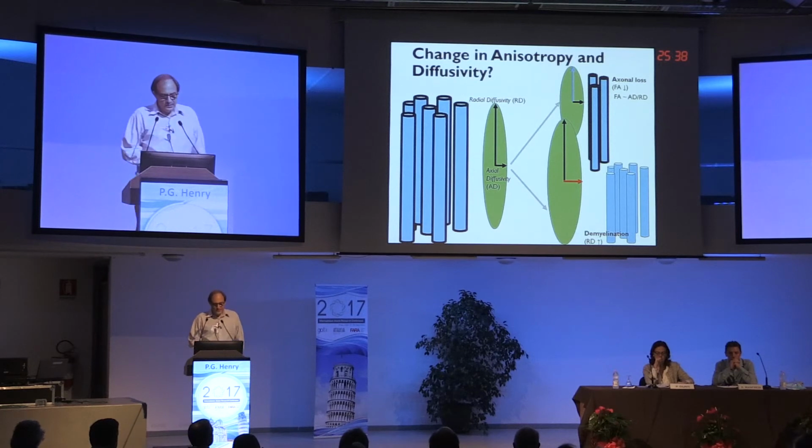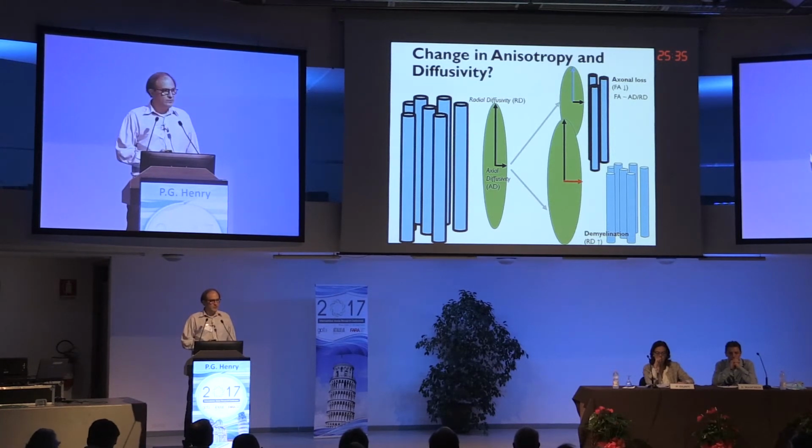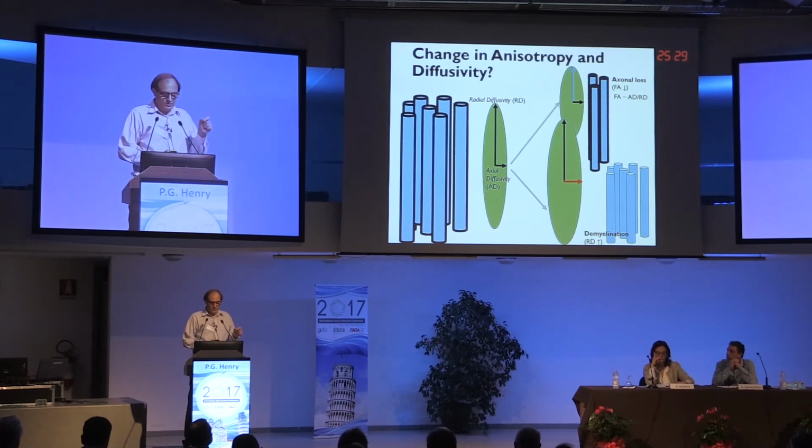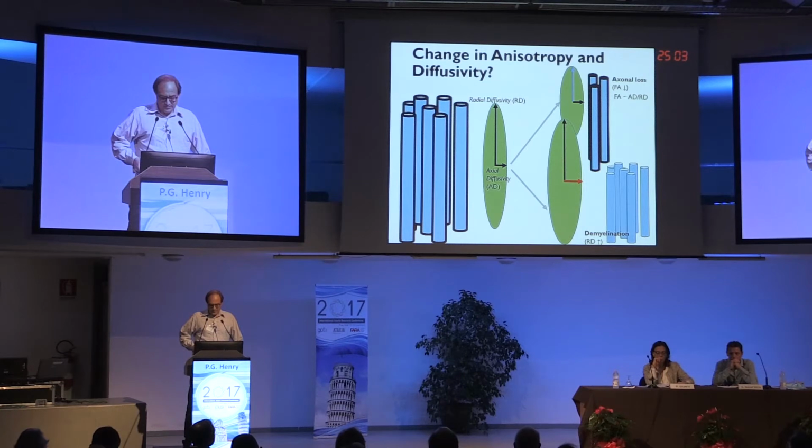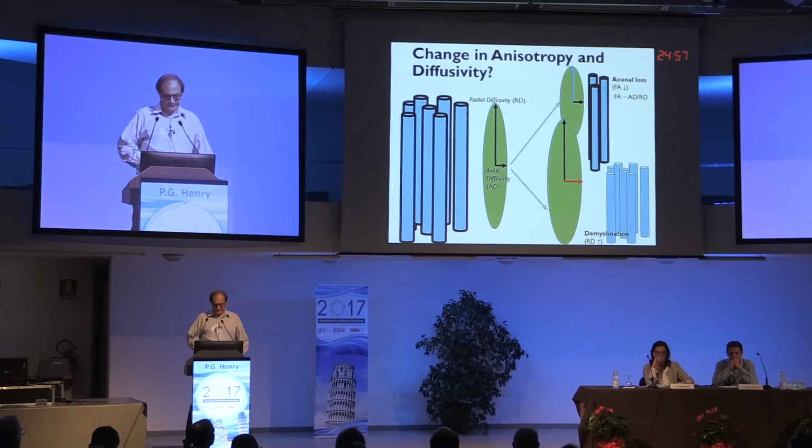So in diffusion imaging, we measure a parameter called FA, fractional anisotropy, which measures the degree of order of water diffusion. FA is between 0 and 1, and FA close to 1 means a lot of order, for example, along the fibers, and FA close to 0 means random diffusion. And so when we have axonal loss, for example, we have FA that usually decreases, and when you have demyelination, you also have FA decreasing, but also RD increasing.